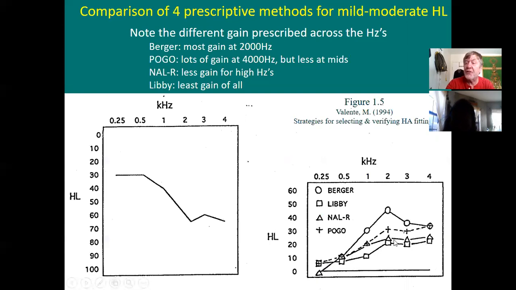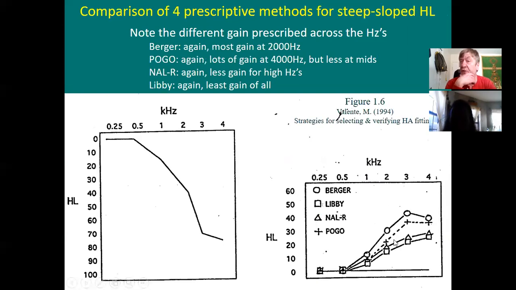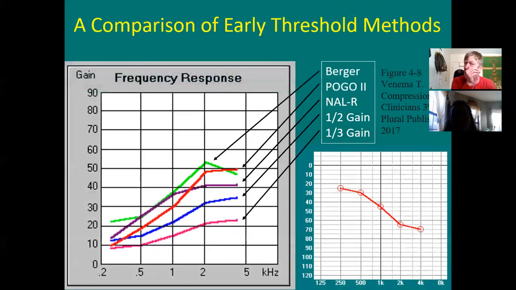Okay, let's look at another loss. Here's a more precipitous high-frequency hearing loss. Once again, look at the variation among the four fitting methods. They're all from the same mother. They all came from Berger. They all came from half-gain rule. They're just variations. One's Roman Catholic, one's Protestant, one's blah, blah, blah. They're just different. They all believe in God. They just have different wrinkles to them. And I guess that's the point I'm trying to get across.